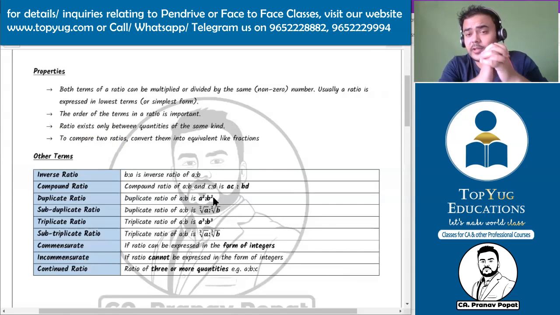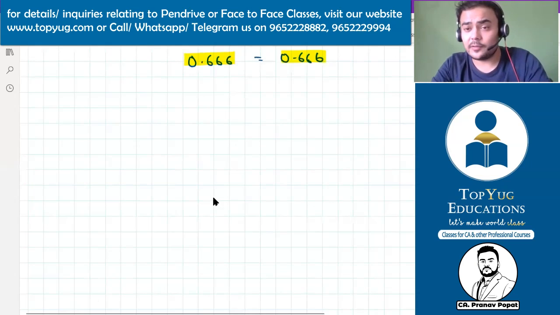You already knew what is inverse. I told you, right? Inverse means just reversing numerator by denominator, denominator by numerator. So antecedent will take the place of consequent and consequent will take the place of antecedent. That is called as the inverse ratio.